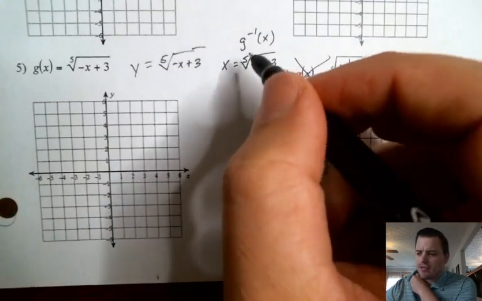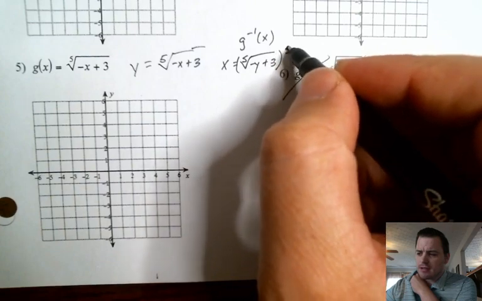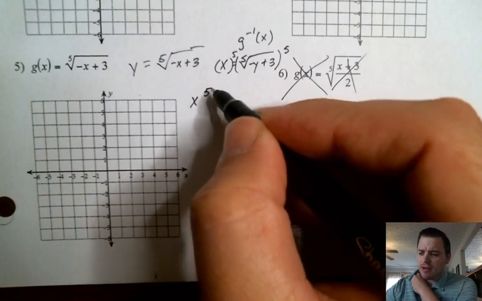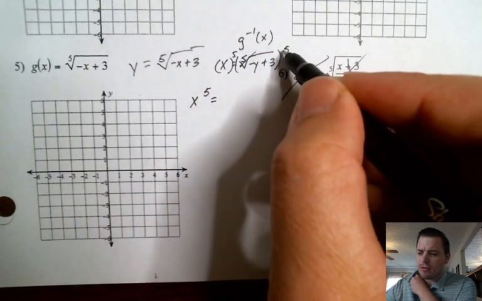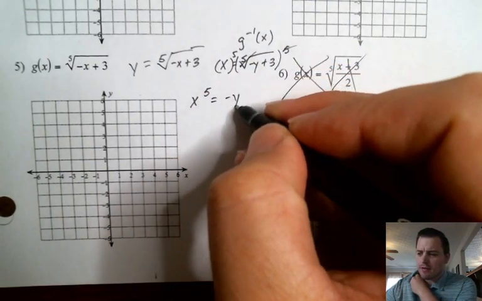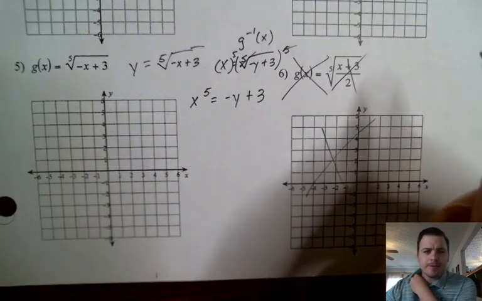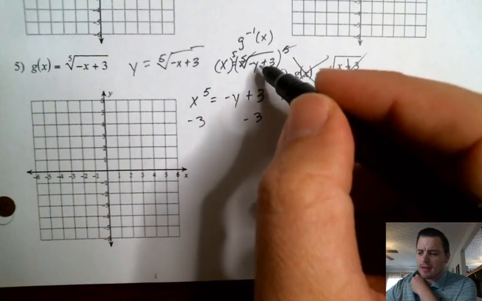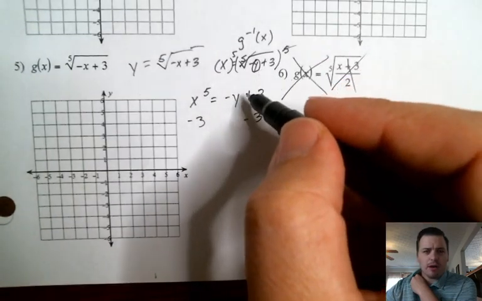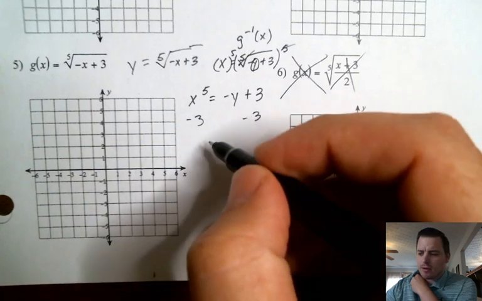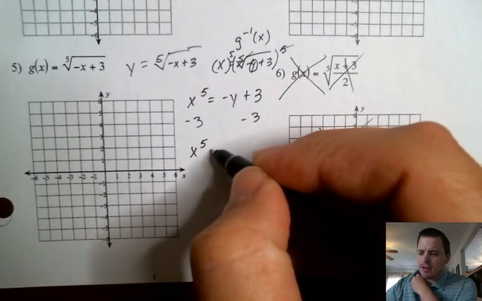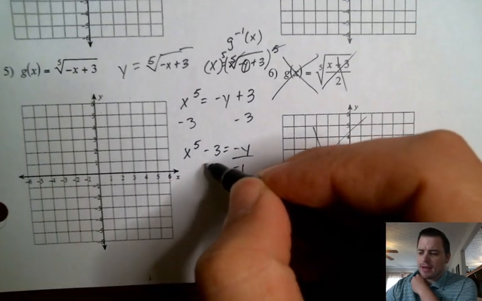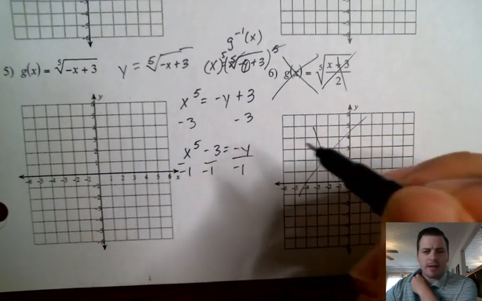Now in order to get this fifth root off, we have to raise both sides to the fifth power. So now I have x to the fifth is equal to, the fifth root and the fifth power cancel, negative y plus 3. Then I need to subtract 3 from both sides in order to isolate that y, because we want to get that y alone. That's x to the fifth minus 3 is equal to negative y. And then divide everything by negative 1 in order to get the y by itself.